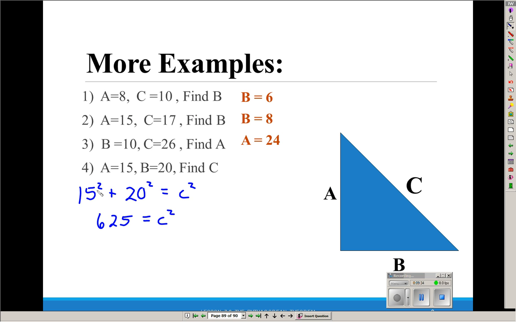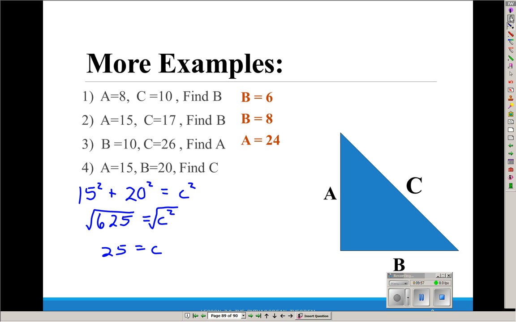You can do that when both of these are on the same side of the equal sign. And then square root each side again. Square root of 625 is 25. Square root of C squared is C, so C is 25 on that one. A squared plus B squared equals C squared. That's the Pythagorean theorem.